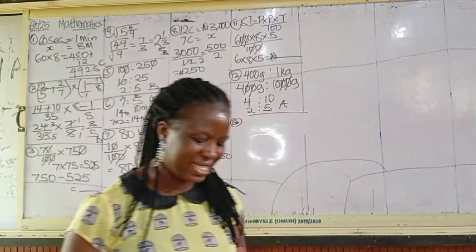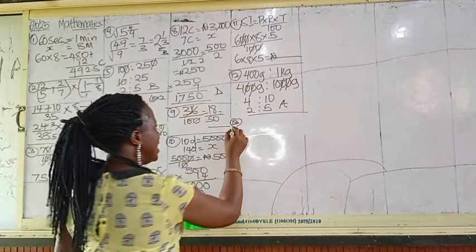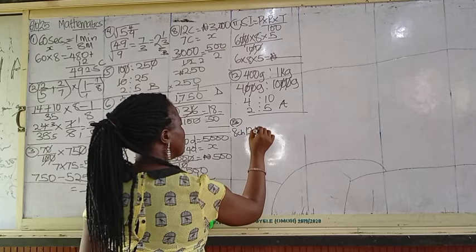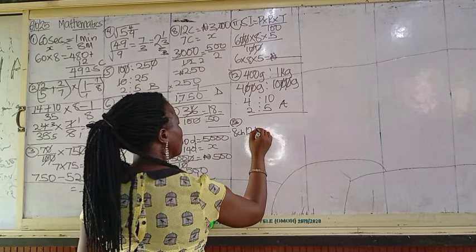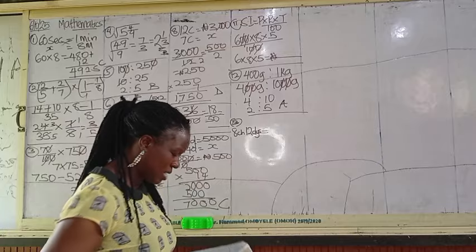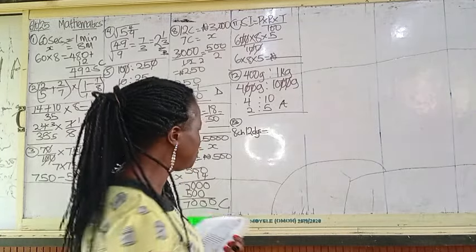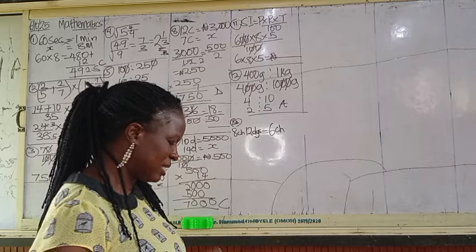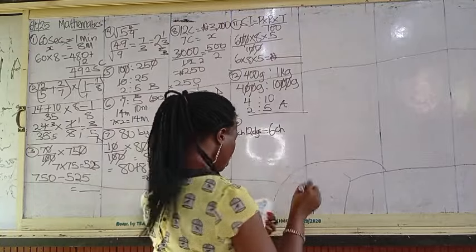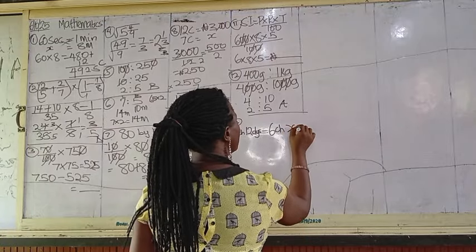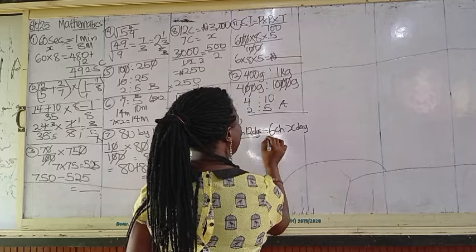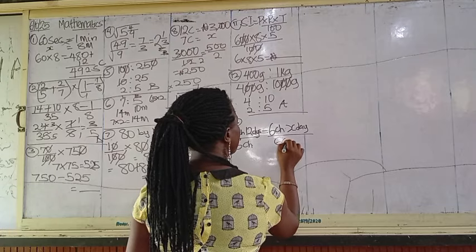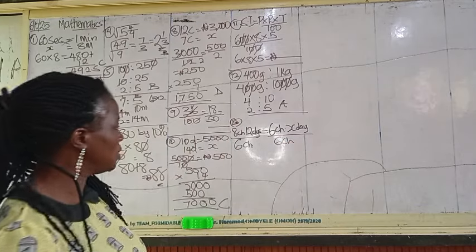If 8 children ate a crate of egg in 12 days, 8 children, a crate of egg for 12 days, and the question now is, how long will 6 children take to eat the same crate of egg? That is not known. That is unknown to us. So let's divide the 2 by 6 children. So what do we do now?